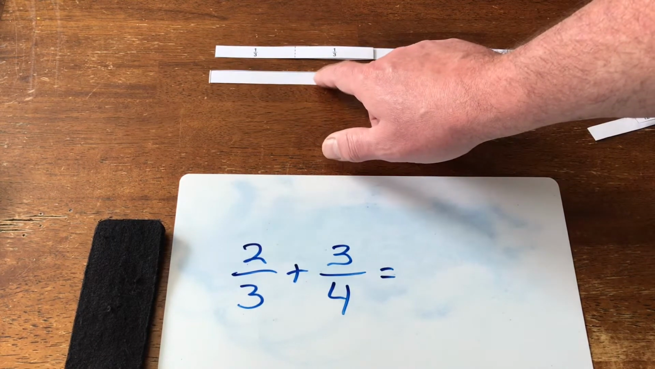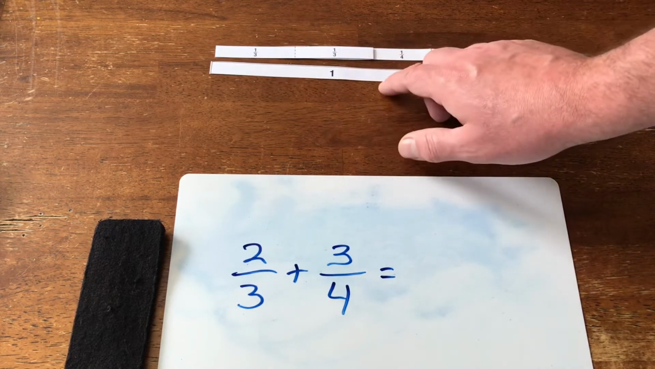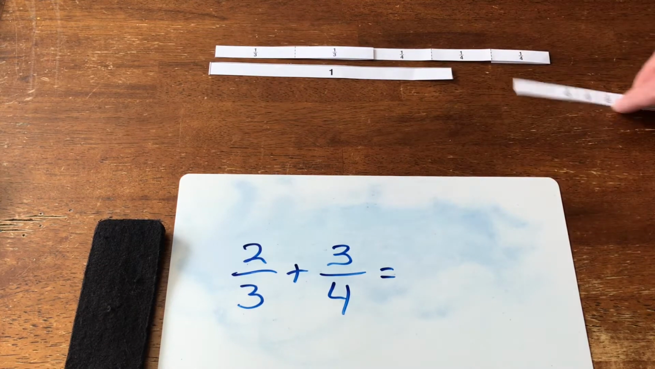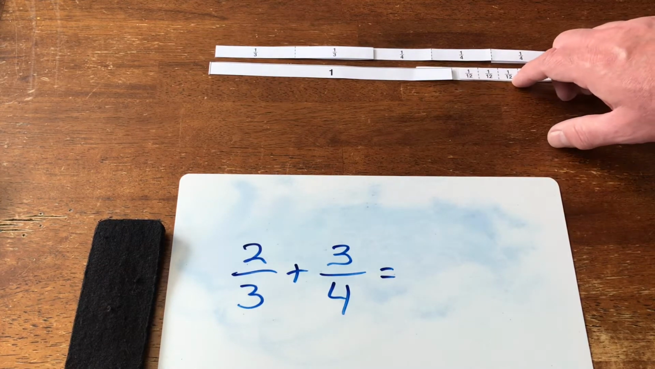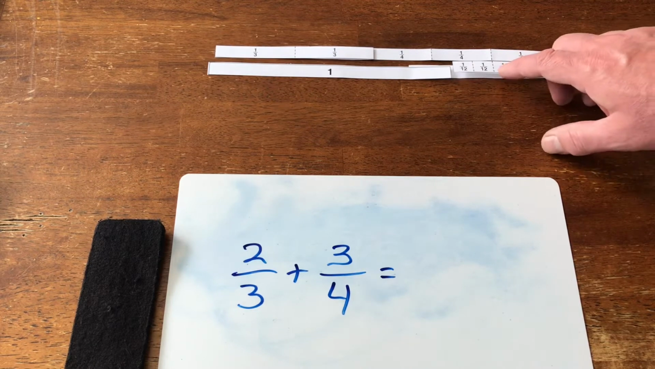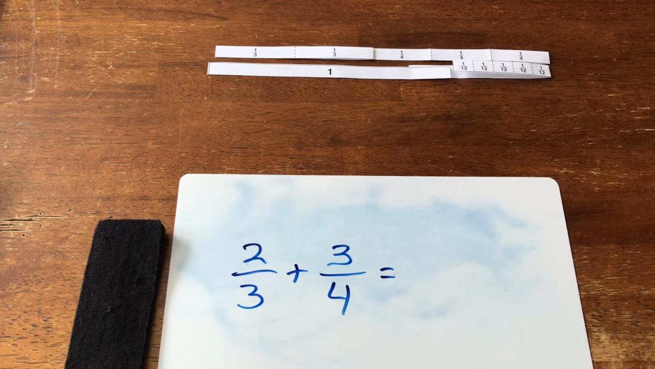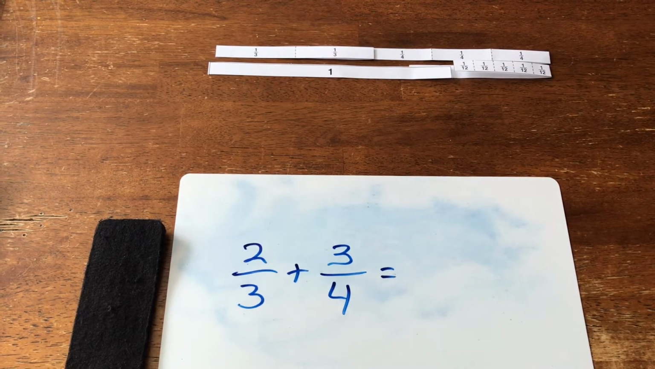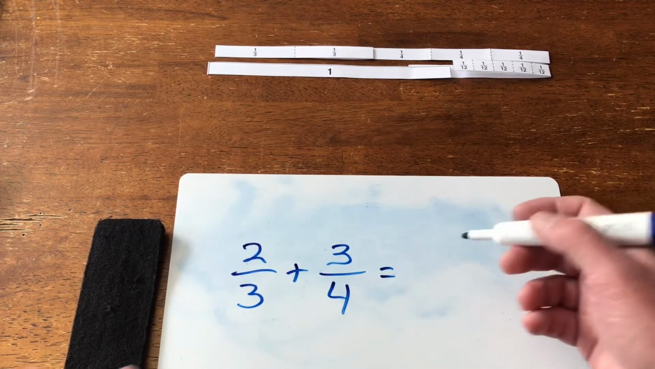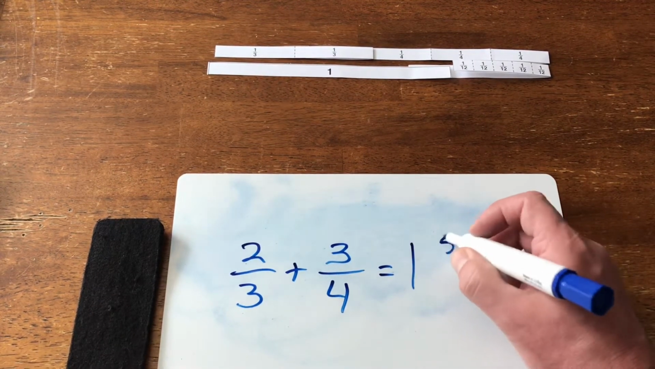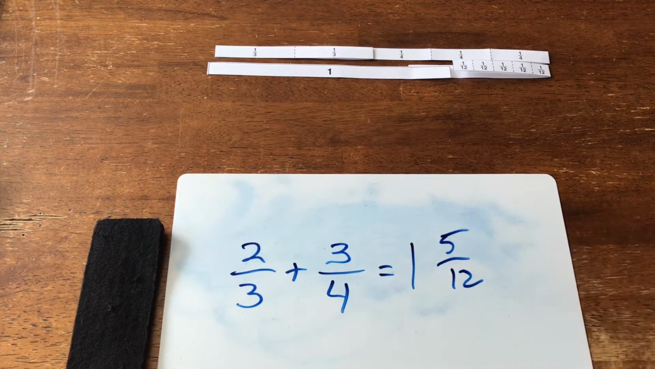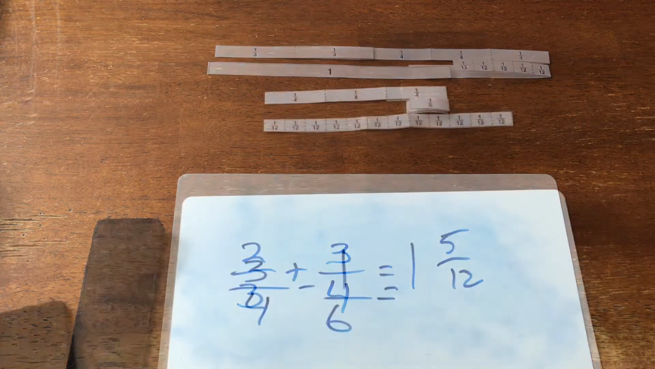And there's one. And I've already folded the 12s that correspond with it. So you can see it's 1 and 5/12. So 2/3 plus 3/4 equals 1 and 5/12. And this is an example using fraction strips to model addition of fractions. 2/3 plus 3/4 equals 1 and 5/12.